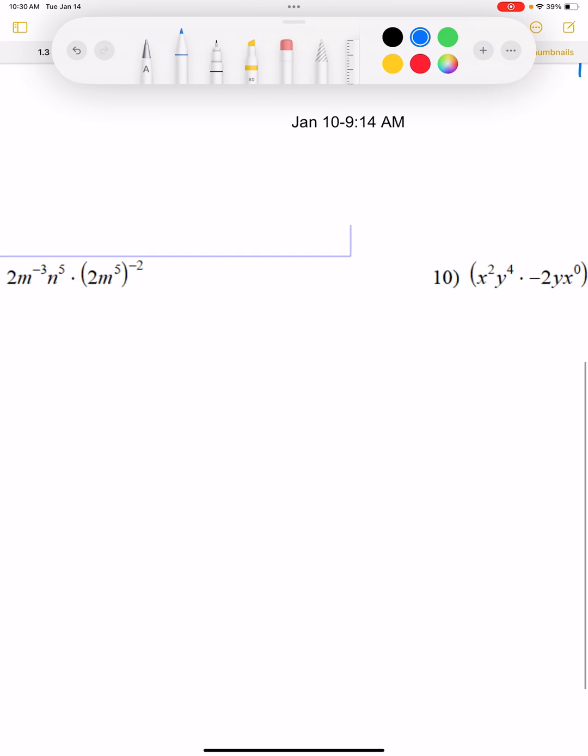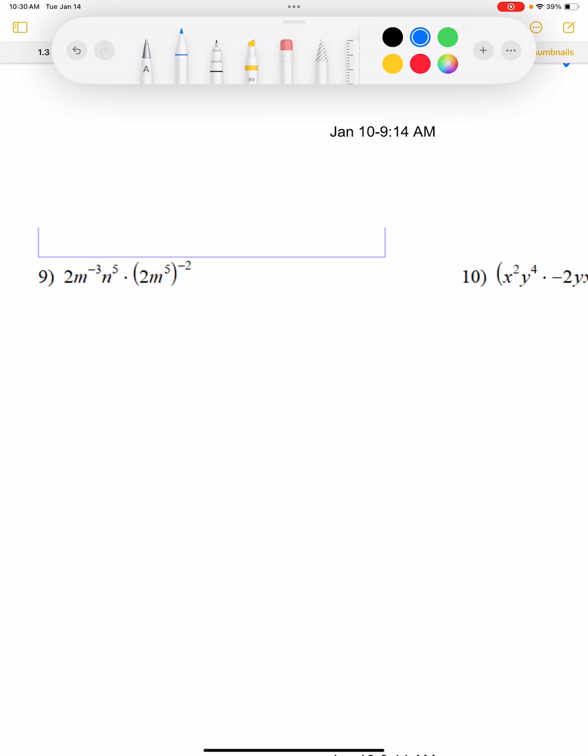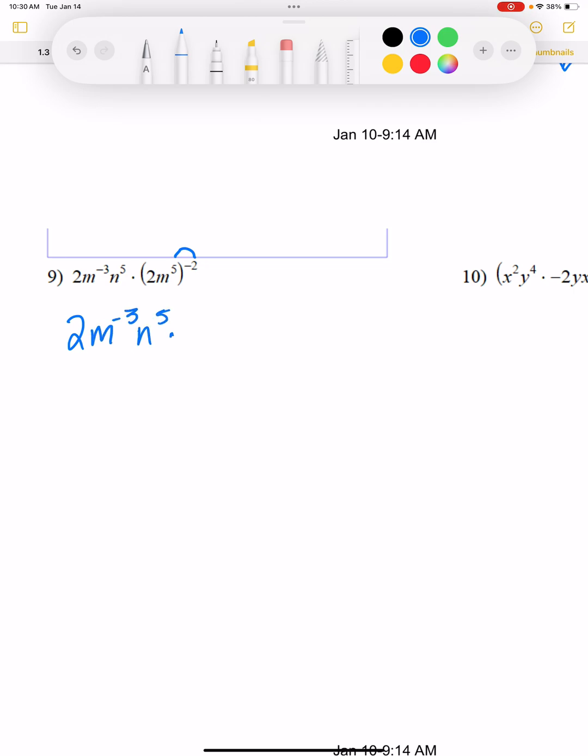All right, we're almost done here, so we might as well just keep going. 2m to the negative 3rd times n to the 5th times 2m to the 5th to the negative 2nd. So if I have a negative out here, I would go ahead and just distribute that. So this is 2 to the m to the negative 3rd n to the 5th times, now 2 to the negative 2 times m to the negative 10th, right? So that'd be my first step.